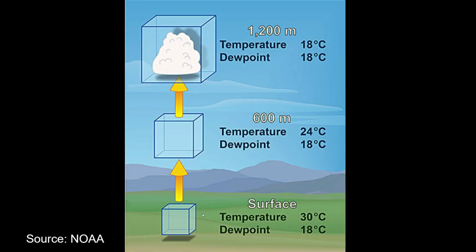So here's a better example. This is provided by the National Weather Service. They put this out on one of their web pages. Basically, it's saying that you have a surface temperature of 30 degrees Celsius and a dew point of 18 degrees Celsius at the surface. And as the air rises, it naturally cools. This is what you would call your adiabatic rate, or depending on the environment, it could be a dry adiabatic rate or a moist adiabatic rate. We'll go over those terms in another video.